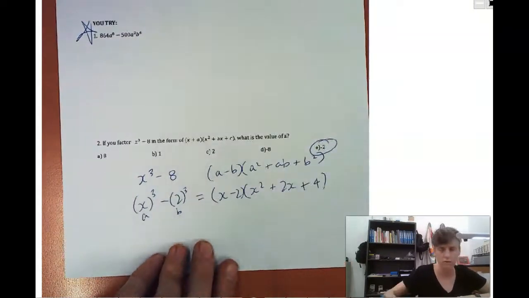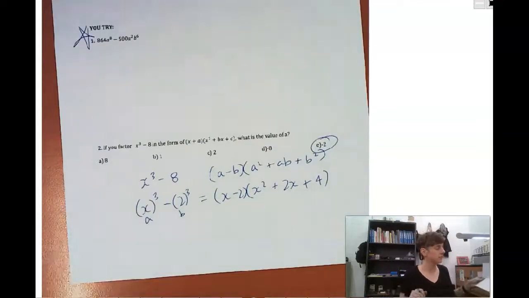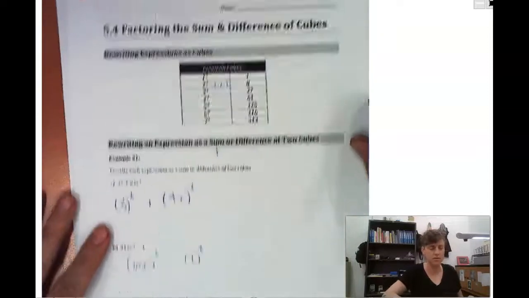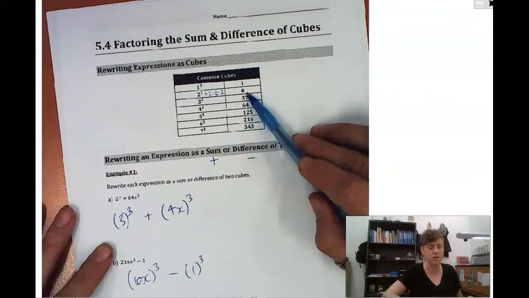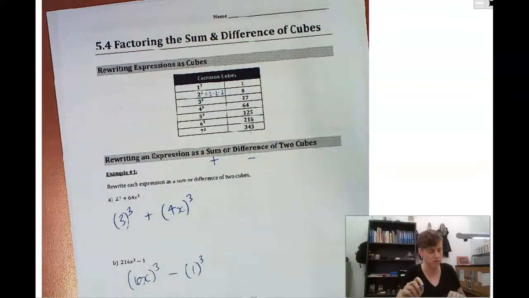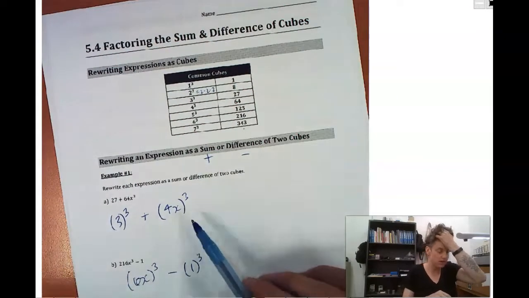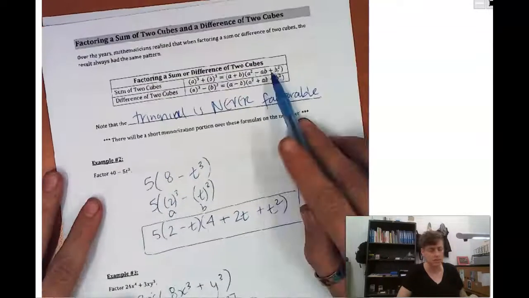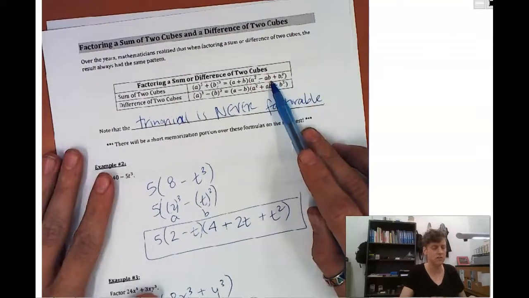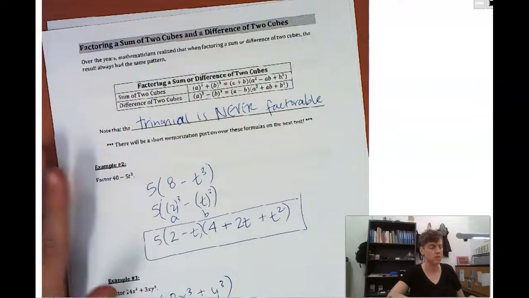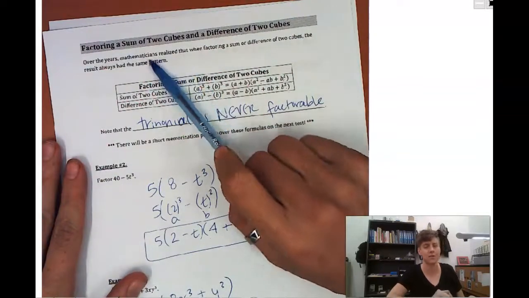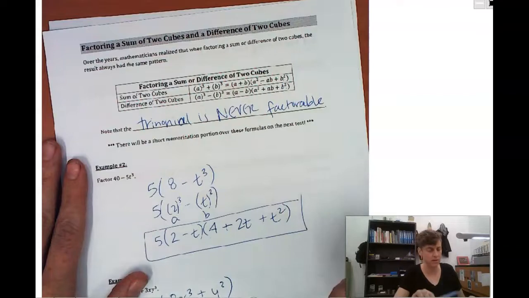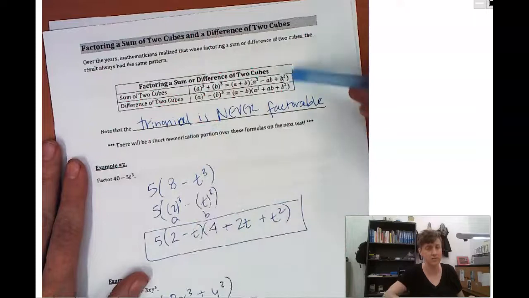Okay, got it. Cool. All right, what did we talk about? We talked about common cubes. My favorite of all, 2 cubed is 8. Love it. Love it so much. We practiced rewriting expressions as sums or differences of cubes. We were given these formulas to factor sums and differences of cubes, which smarter people than I figured out a long, long time ago. And I like to beg, borrow, and steal from the smarter folks. We noted that the trinomial in each of these cases is never factorable.